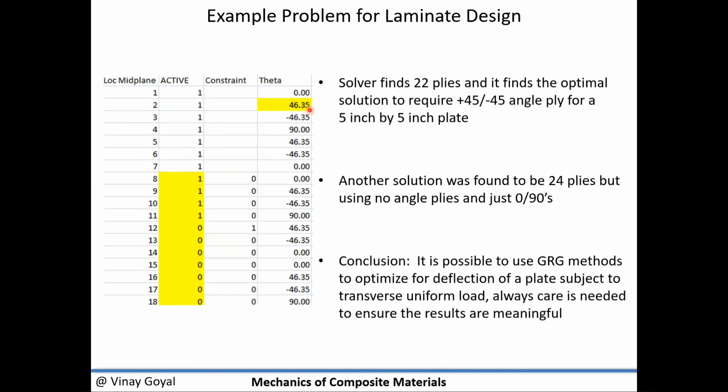I already showed you that the solver is going to try to give me plus minus 45 degrees. It is going to try to minimize the number of plies. Another solution we tried gave us 24 plies, but those were just 0 and 90s. And again, that's perfectly acceptable. So it is possible to use GRG methods to optimize the deflection of a plate subject to transverse uniform loading, but always care is needed to ensure the results are meaningful.